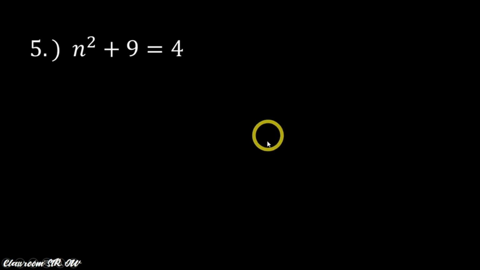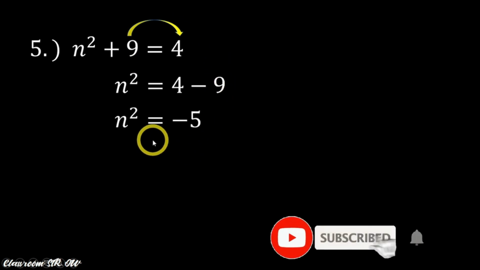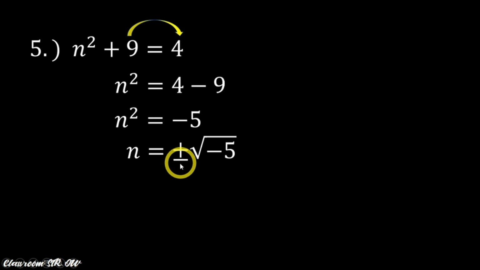Let's now have the fifth example. n squared plus 9 is equal to 4. Now, if you notice, we have to isolate the variable on the left side first, so we will transpose 9. n squared is equal to 4 minus 9, because positive 9 becomes negative 9. So, n squared is equal to negative 5. Our variable is already isolated, so we will apply the square root principle. So we have n is equal to positive negative square root of negative 5.